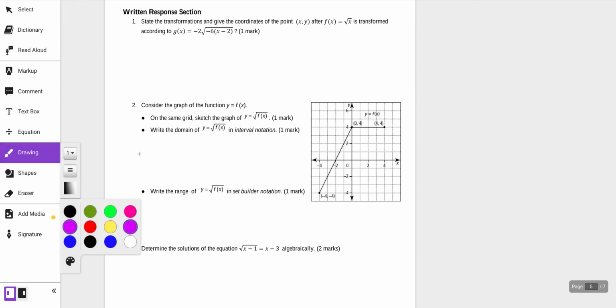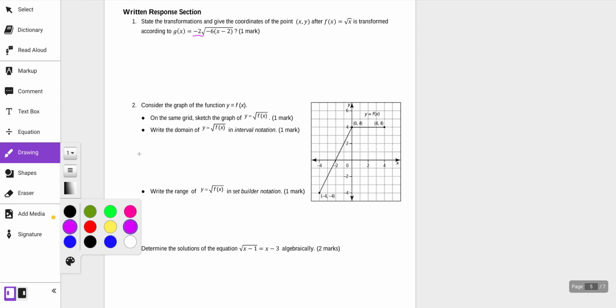But I will describe all of them. Starting with this negative 2. That negative tells me that I have a vertical reflection about the x-axis. You do need to say vertical reflection, not vertical flip. It's a vertical reflection about the x-axis, so you have to say what you're reflecting over. The 2 tells me that I have a vertical stretch by a factor of 2 about the x-axis.